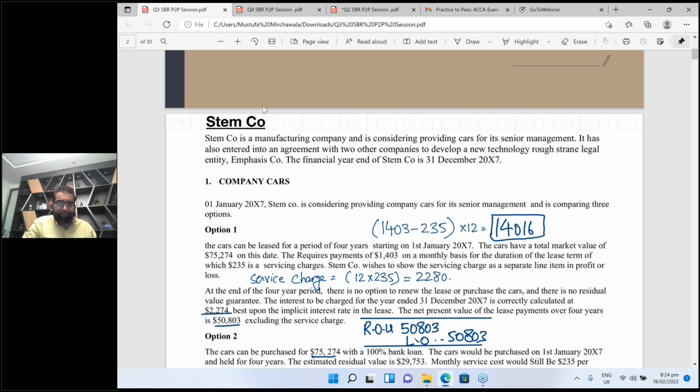Okay. Now, the name of the question is Stamp Company. Now, I would say that the majority of things related to this question are basics, like FR level, F7 level.